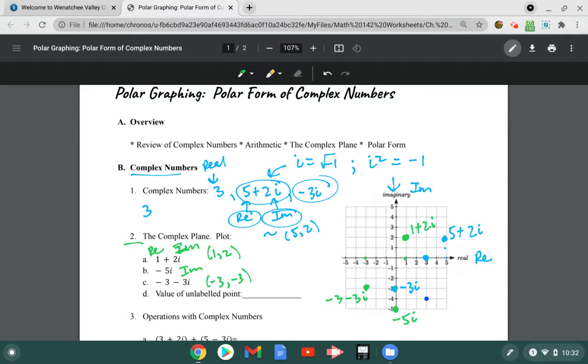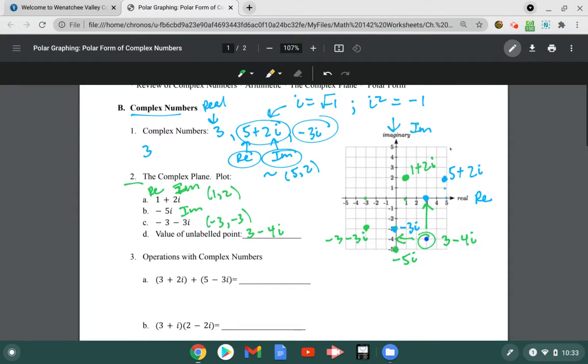Finally, we want the value of that unlabeled point, which lives right here. So notice that the unlabeled point lines up with 3 on the real axis and -4 on the imaginary axis. So we would call that 3 - 4i. Let's take a look at some operations with complex numbers.